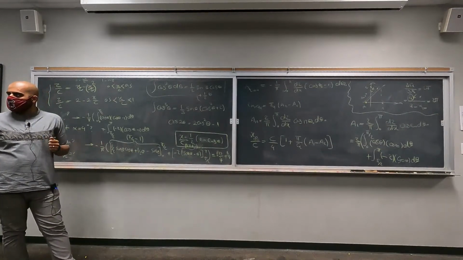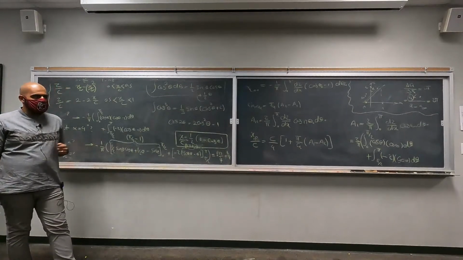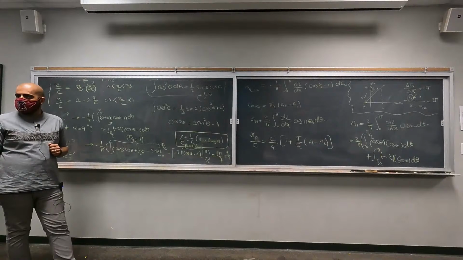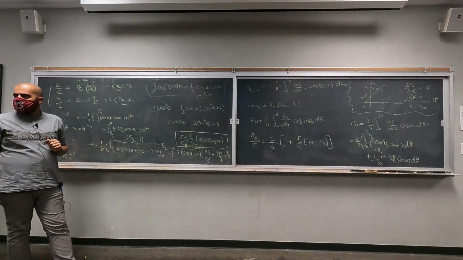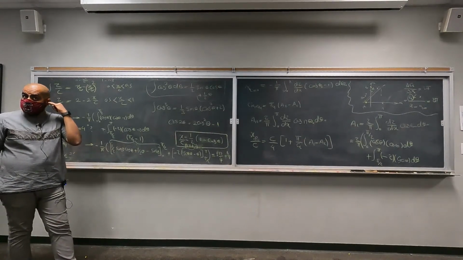Can we take that integral? One of them is the integral of -2 cosine of theta, and one of them is the integral of cosine squared, right? Plug in the values, you can find A1, right? Is this clear? How about A2? How can we find A2?